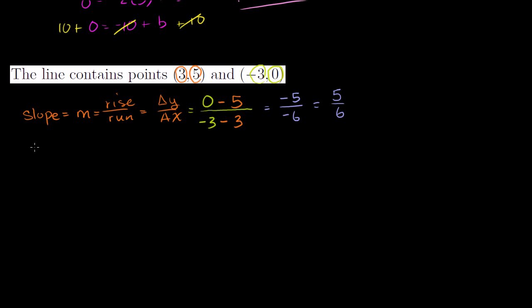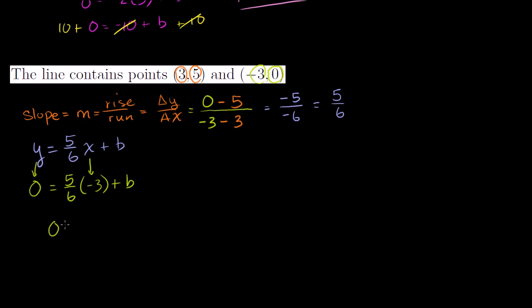So we know that the equation is going to be of the form y is equal to 5/6 x plus b. And now we can substitute one of these coordinates in to solve for b. I always like to use the one that has a 0 in it. So y is 0 when x is negative 3. So all I did is I substituted negative 3 for x, 0 for y. And I know I can do that because this is on the line. This must satisfy the equation of the line. And let's solve for b.